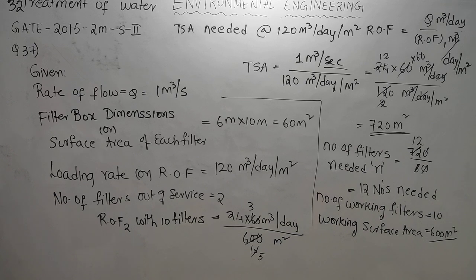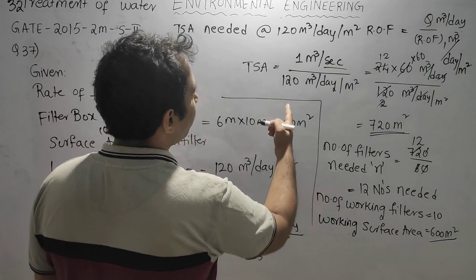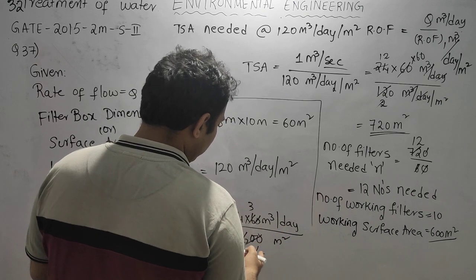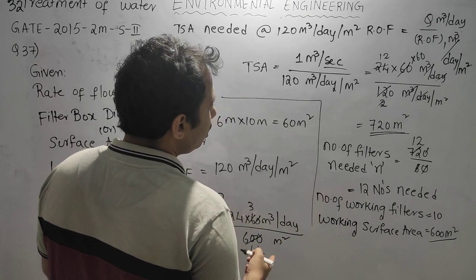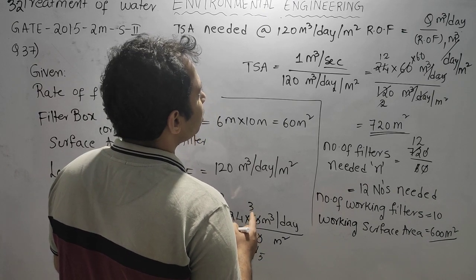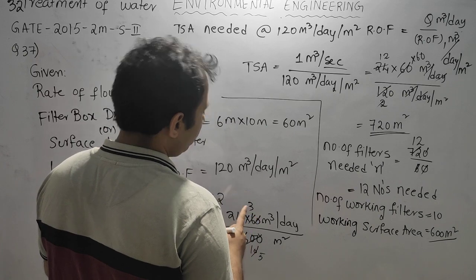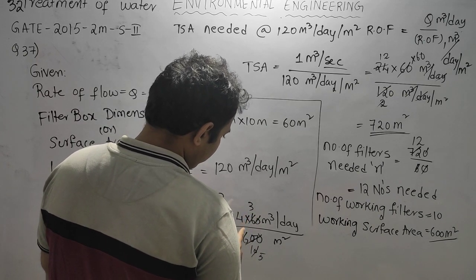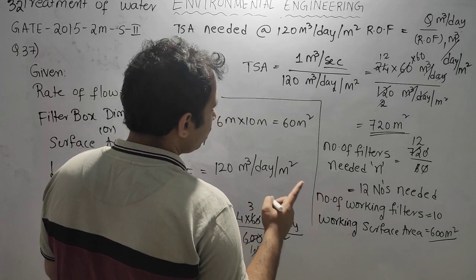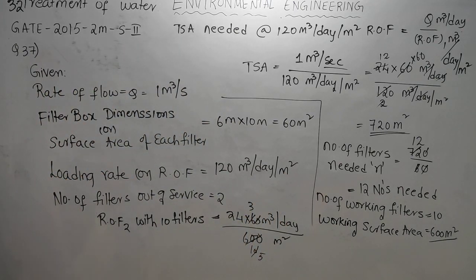Earlier how much was it? It was 120. Earlier 120 meter cube per day per meter square, now it should increase. So what is the answer? Let us see.